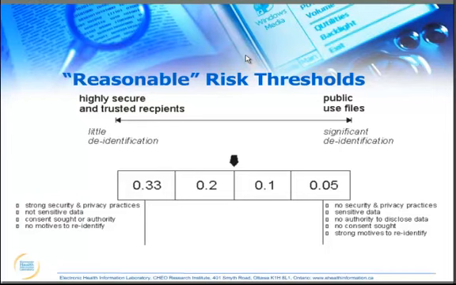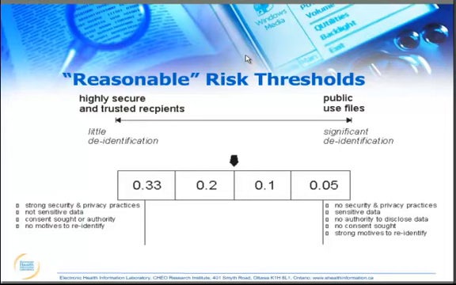And generally speaking, you'd use 0.33 for data releases that are in very trusted contexts where the data recipient has a lot of good practices in place, so that the overall risk of identification is relatively low. There's strong security and privacy practices that exist at the data recipient site. It's not really sensitive data. Possibly consent was sought or some kind of authority was obtained from the patients. So for the lowest risk transactions, you'd use a higher threshold. For the highest risk transactions, which are essentially the public files or release of public files, you would use a lower threshold. In this case, 0.05.